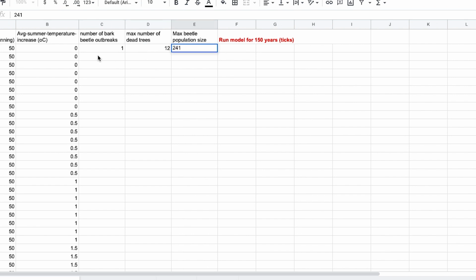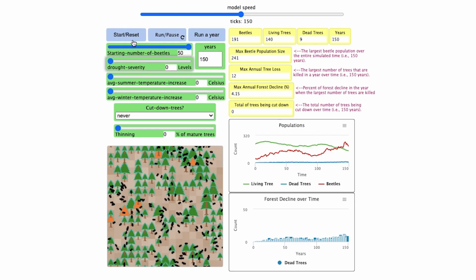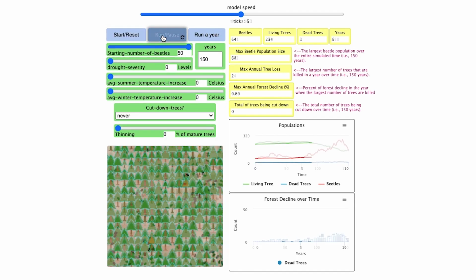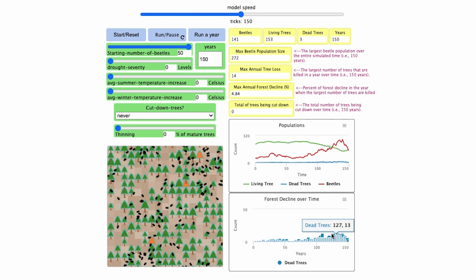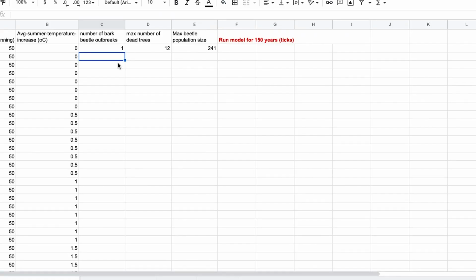Randomness is built into this model to simulate the real world, so you will not get identical results from the same setting, but only get the general pattern of each setting. We must have multiple trials for each setting. Let's see one more trial. Now we see here more than 11 trees died, and also look at the bark beetle population and the forest decline trend. We will see this is 1 outbreak. The max number of dead trees is 14 and max beetle population size is 272.